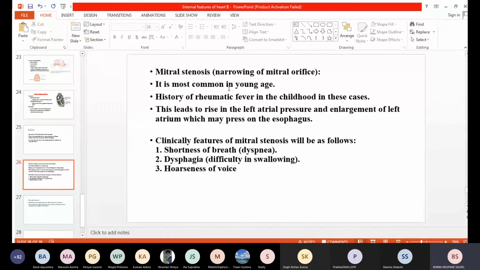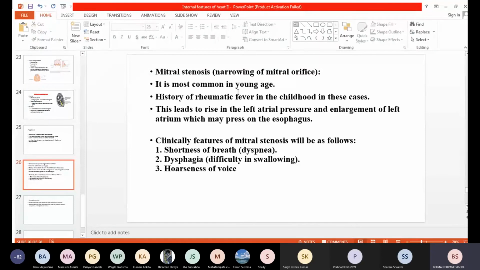It is mainly seen in patients who had rheumatic fever in childhood. Those who suffered from rheumatic fever at an early age have more chances of developing mitral stenosis, or narrowing of the mitral valve. This leads to raised pressure in the left atrium and subsequently enlargement of the left atrium, because blood cannot pass from the left atrium to the left ventricle, which finally leads to compression of the esophagus.